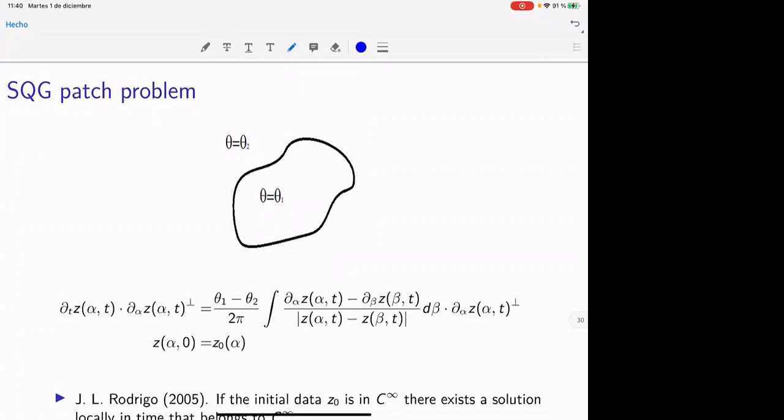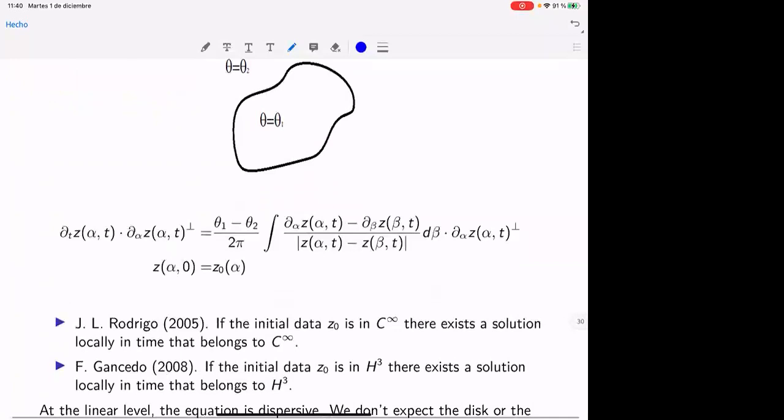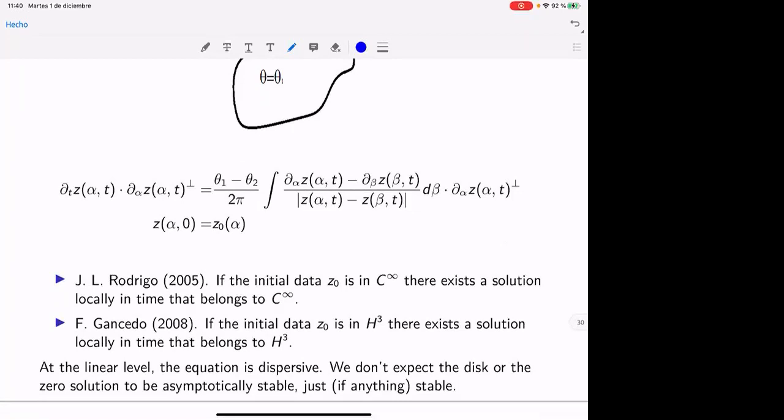And for the patch problem, we know very little. We only know that there is local existence in C infinity by the work of Rodrigo, and then Gancedo proved local existence in H3. And now there have been more advances by lowering the regularity of the patches. At the linear level, just to give an idea, if one tries to linearize around the disk or around the flat solution, this is dispersive, so we are not really expecting any sort of asymptotic stability. If we are lucky, there is maybe orbital stability or something like that.